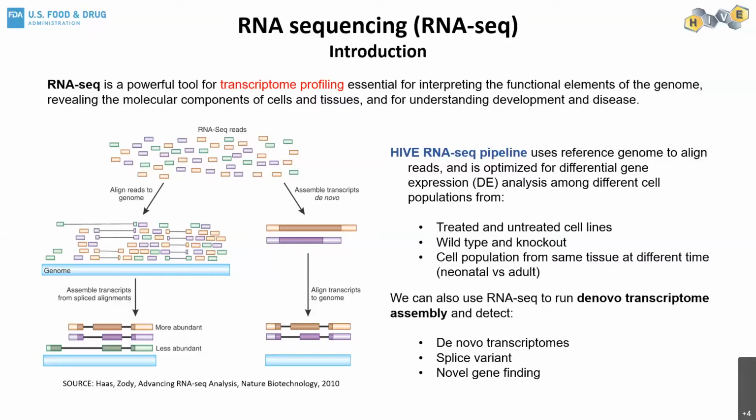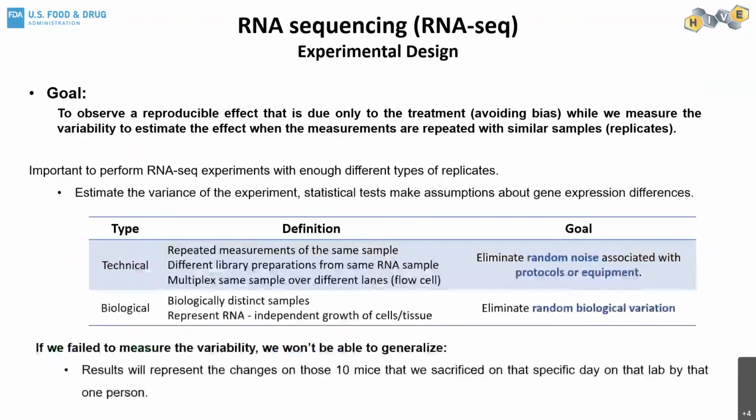Important to mention that RNA-Seq can also be used to run de novo transcriptome assembly, but our pipeline is not optimized for that. If you run the transcriptome assembly, you first assemble the transcripts with a de novo algorithm, and then you align those against the genome. This usually helps you to detect de novo transcriptomes, splice variants, and novel gene finding. Our pipeline is not optimized for this, but you can also do that with RNA-Seq.